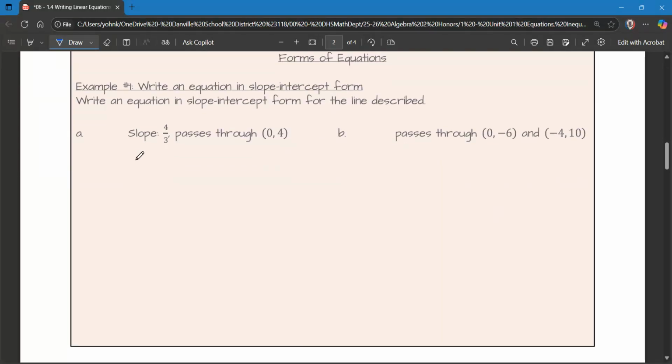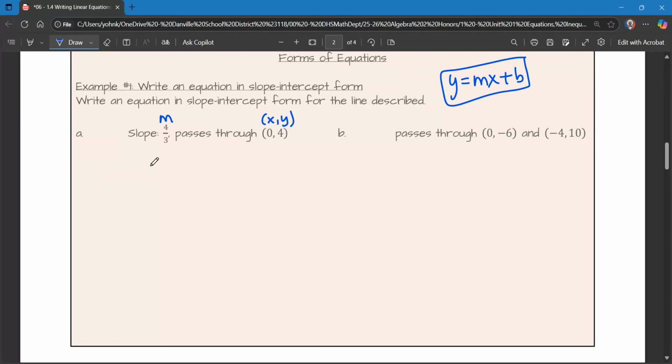So the directions are going to say write an equation in slope-intercept form for the line described. So I'm going to write y equals mx plus b at the top here, so we just have a visual of what slope-intercept form is. The slope is 4/3 and the line passes through the point (0, 4). Well, if your slope is 4/3, that's your m. If it passes through the point (0, 4), then that's your x and your y. So in your equation, you have the y, you have the m, you have the x, you need the b.